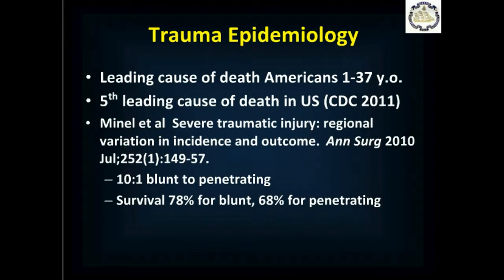Trauma is not inconsequential. It's the leading cause of death for Americans under 37 years of age. Beyond that, we get into medical issues, but for people who are really in the early working primes of their life, this is a major issue. It's the 5th leading cause of death in the U.S. as of 2011. There tends to be about a 10-to-1 ratio of blunt to penetrating trauma, which is good given that penetrating trauma tends to be person-on-person.